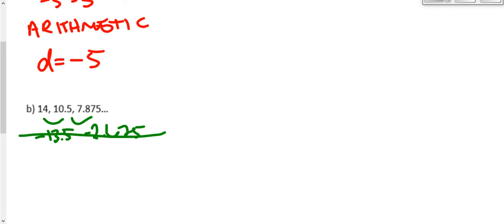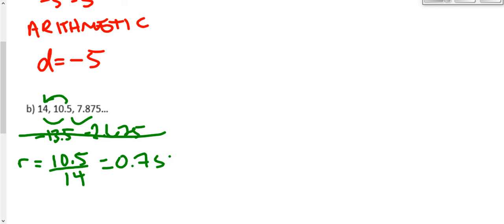Let's go ahead and try something else. Because subtraction doesn't work, let's see if there's anything that will multiply. And we have a method for that. Let's see if we can find an r value. An r value is any term from my sequence divided by the term that came before. So I'm going to take the number 10.5 and divide it by the one that came before, the number 14. So 10.5 divided by 14 in my calculator gives me 0.75, and that could very well be an r value if it repeats in my sequence.